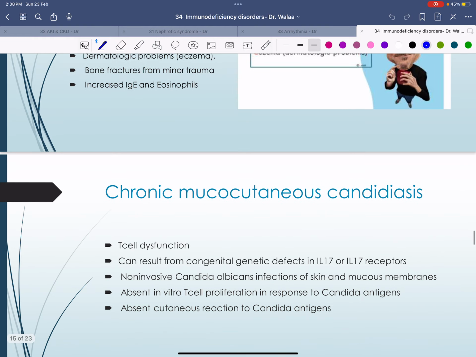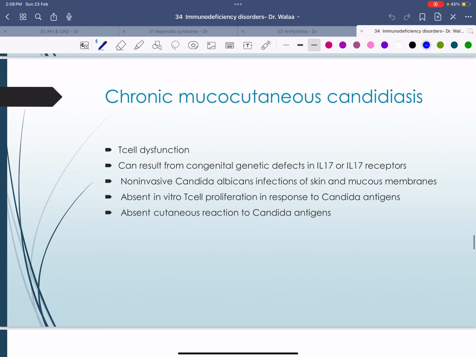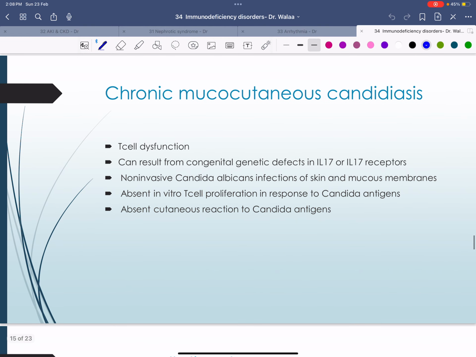Chronic mucocutaneous candidiasis. It's considered one of the T-cell disorders. Okay? Either a defect in the production or a genetic defect means there is no production of interleukin 17 or its receptor. Okay? The genetic mutations so far include a STAT1 gain of function mutation, the AIRE mutation, and the interleukin 17 receptor alpha gene mutation. Okay. Now the most common of them is the IL-17 receptor alpha genetic mutation. Okay.